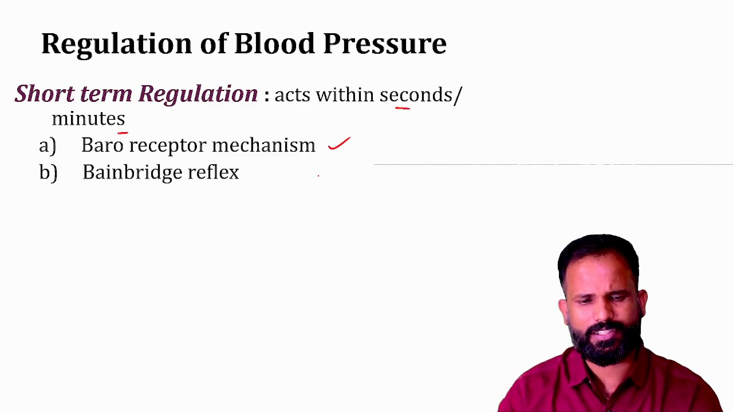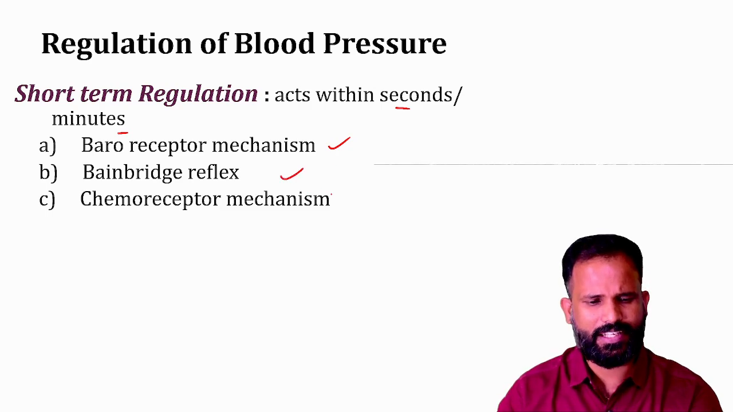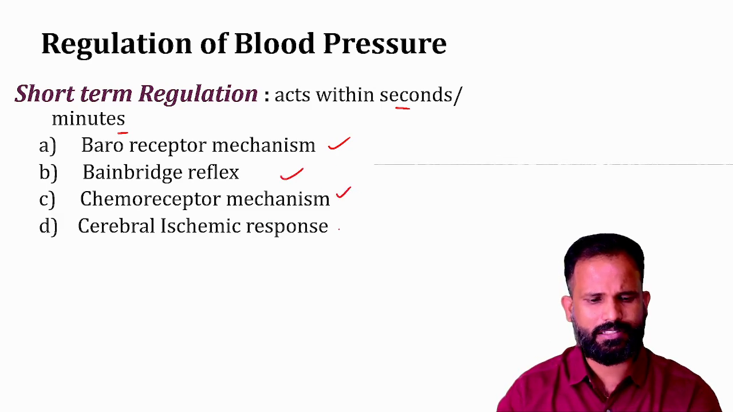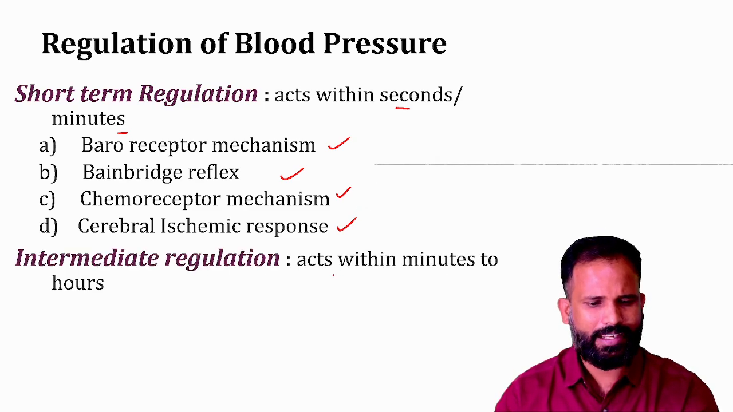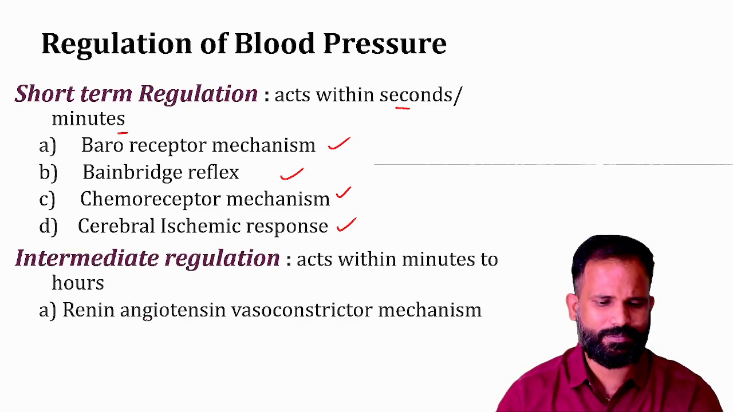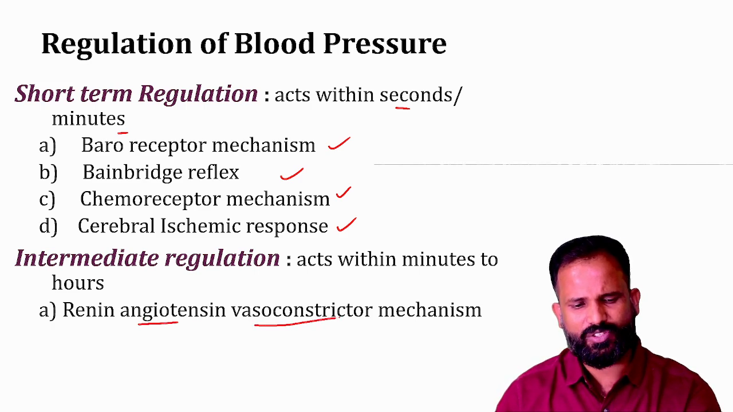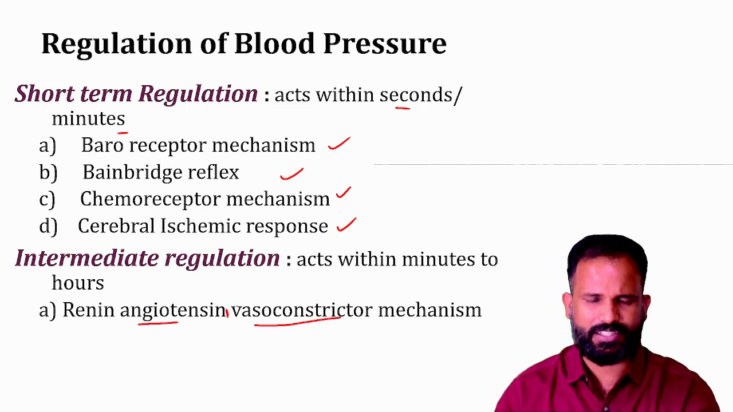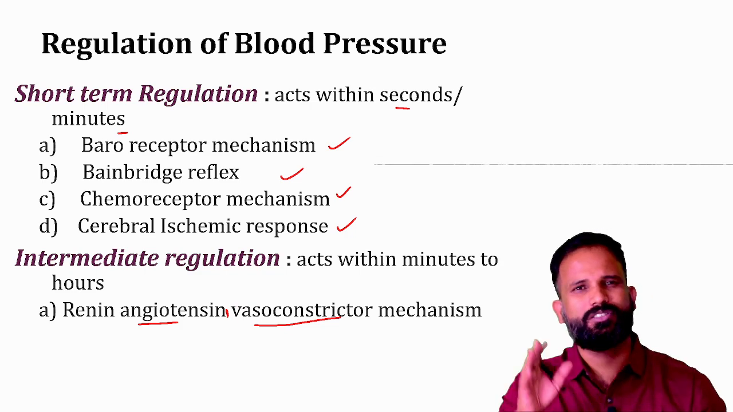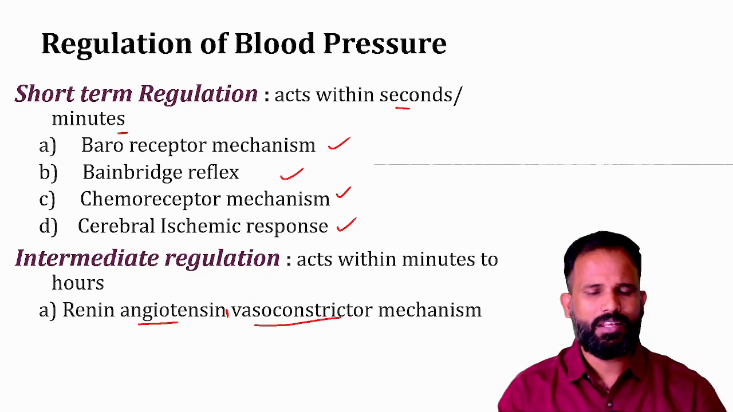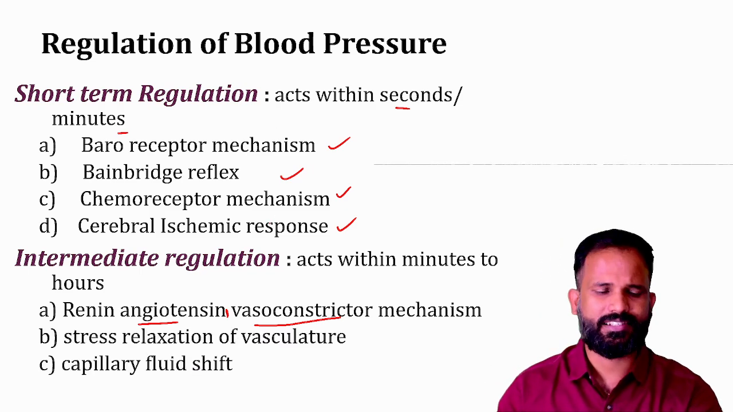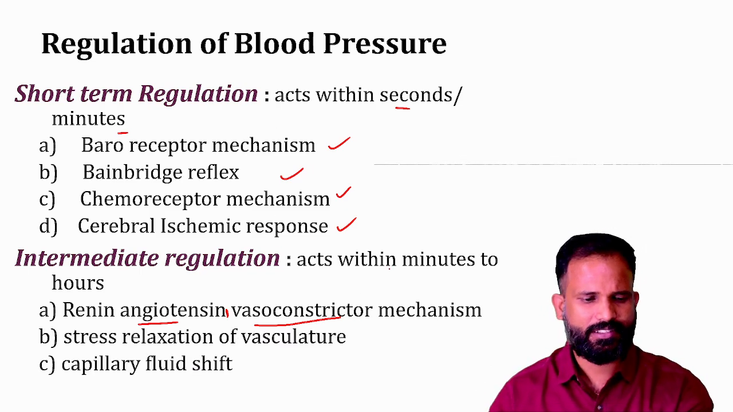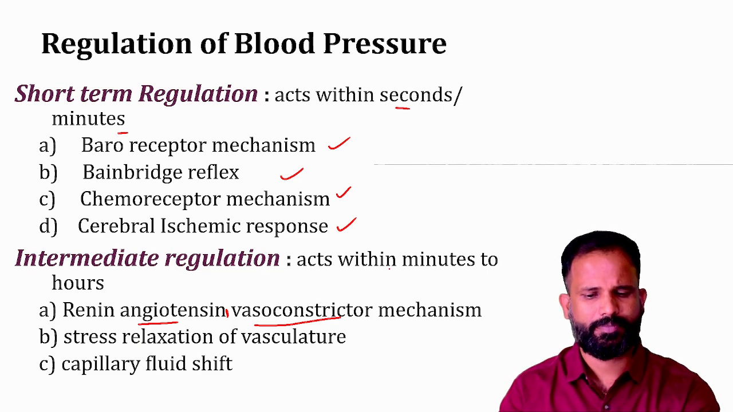One is baroreceptor, two is Bainbridge reflex, three is chemoreceptor mechanism, four is cerebral ischemic response. And intermediate, within minutes to hours: the renin-angiotensin vasoconstrictor up to angiotensin, not including aldosterone, because secretion of aldosterone takes some time. So the renin-angiotensin system, and stress relaxation and capillary fluid shift. These are the three intermediate regulations.